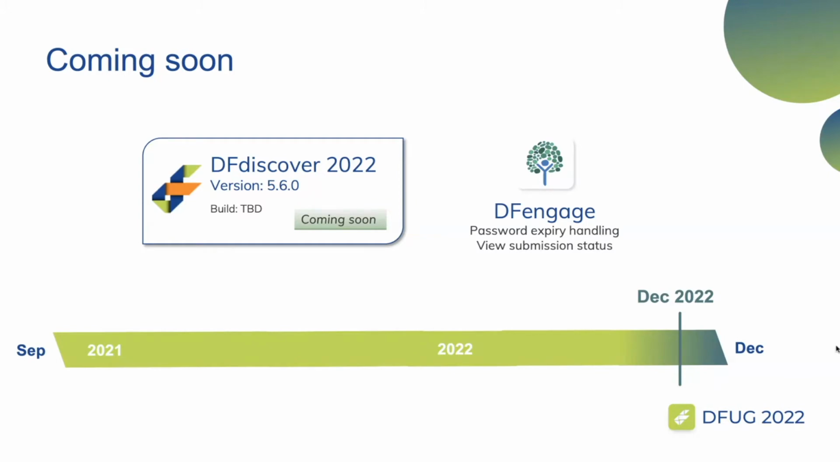I'm going to give a little bit more detail about what we're planning to include in this release. I'm going to give you a sneak peek right now, but I'm also going to go into a bit more detail in the roadmap planning session later on today. And we're also planning an update to DFengage, where we're updating the password expiry handling and adding a new option for viewing the submission status of your surveys. So those two changes will be coming before the end of the year.